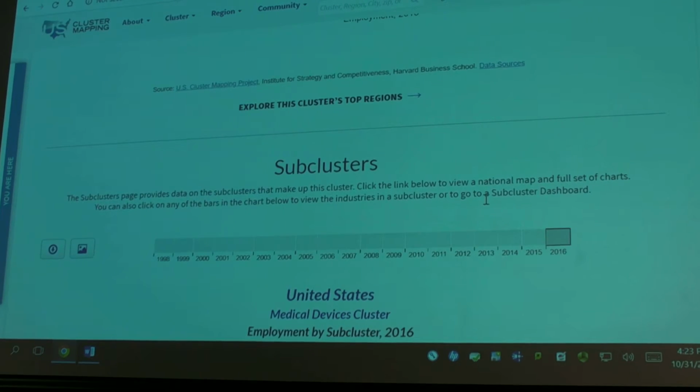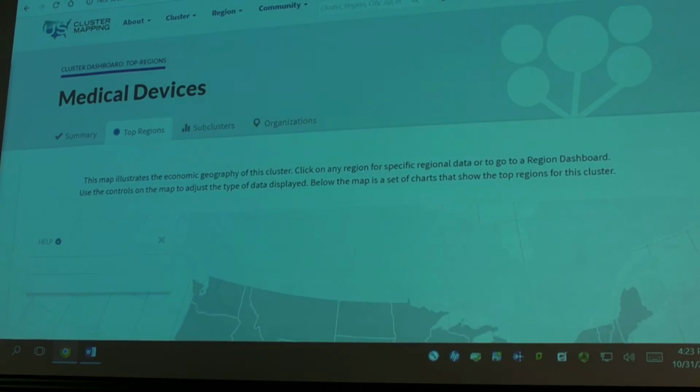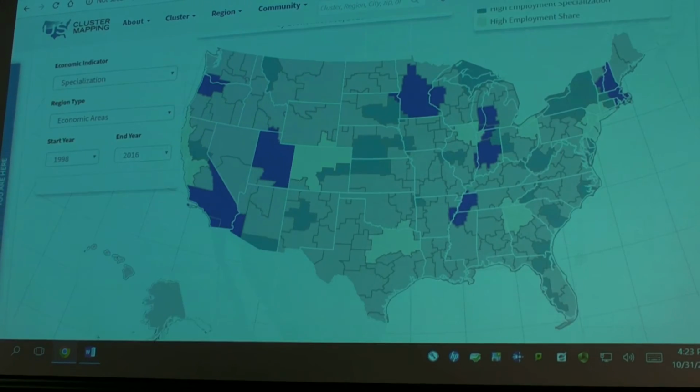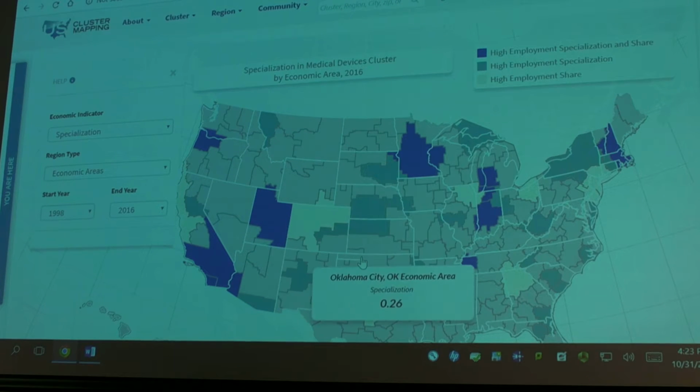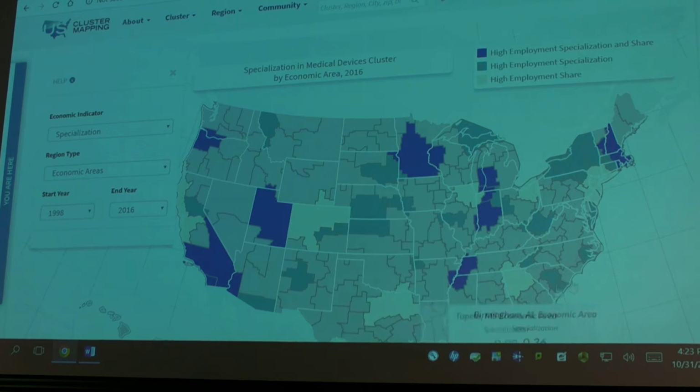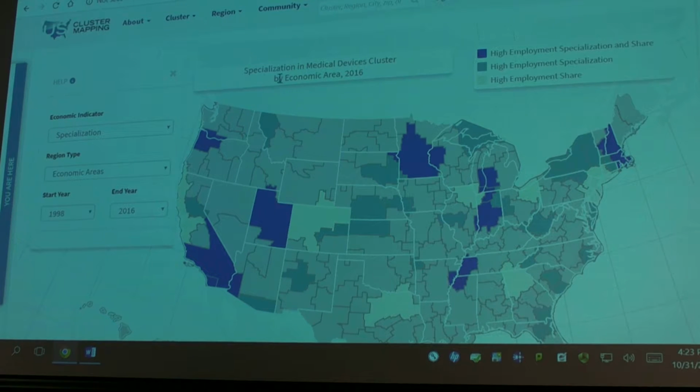If you scroll on down and click where it says explore this cluster's top regions right here, it's going to bring up a map of the country. Wherever you see the darker areas highlighted, that's where this industry is more important. Right now it's showing you economic areas in the country that have a high level of specialization in medical devices. You come over here to the left and change that.